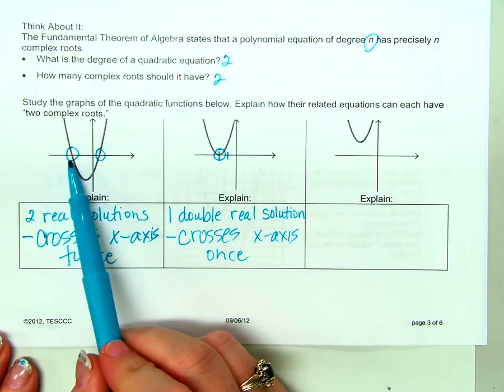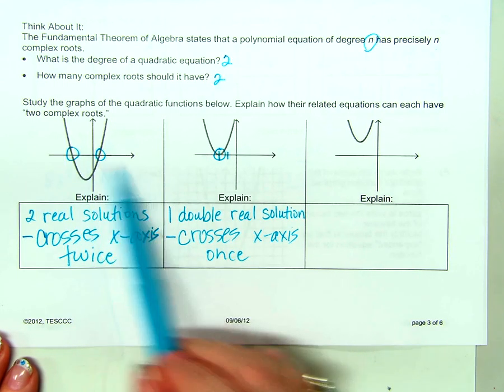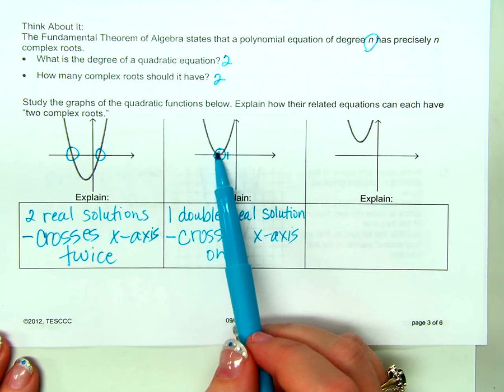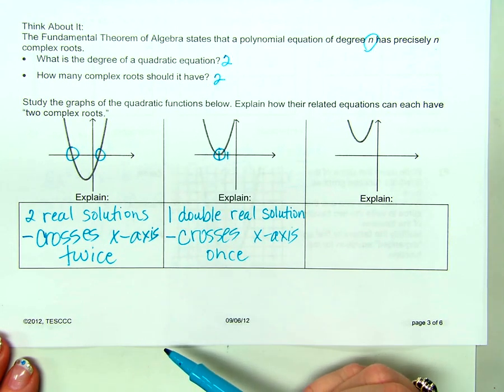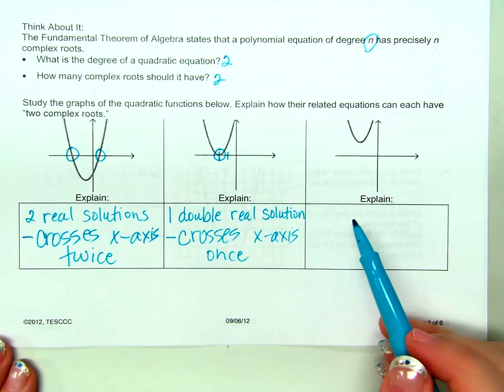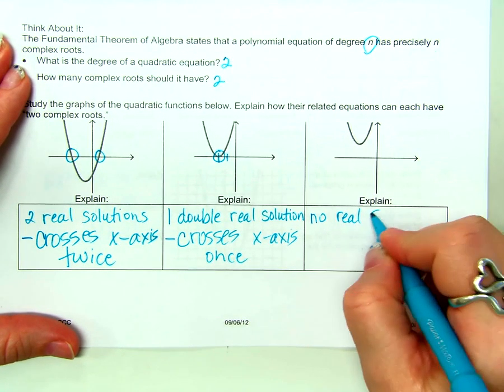This is 2 real solutions because it's 2 different real solutions. This is still 2 solutions, but it's the same twice. Does that make sense? Okay. So what about this one? No real solutions.